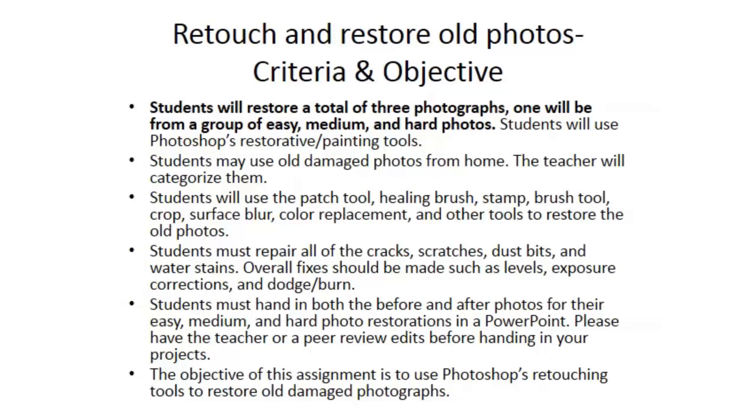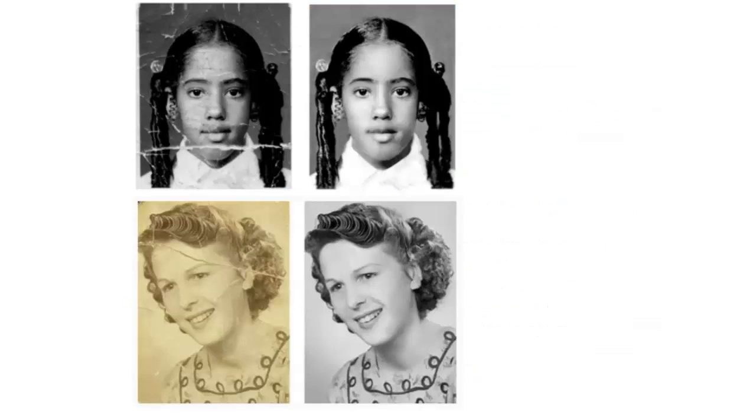When you hand these in, make sure you put your name on them. You need to hand in at least 3 corrected photographs to receive full credit. 1 photograph from each group. Here's an example of restoration. These are some before and after photos.